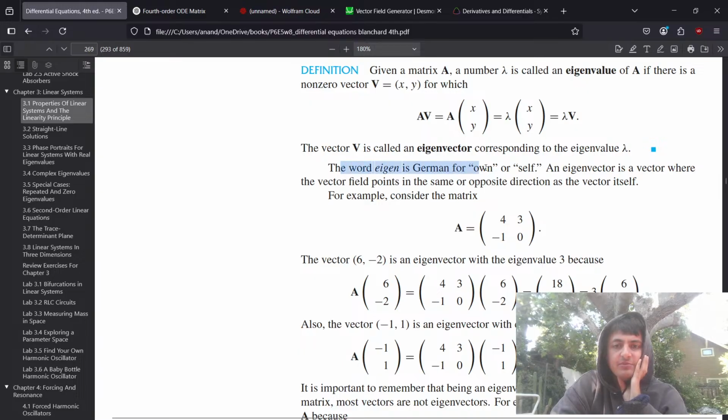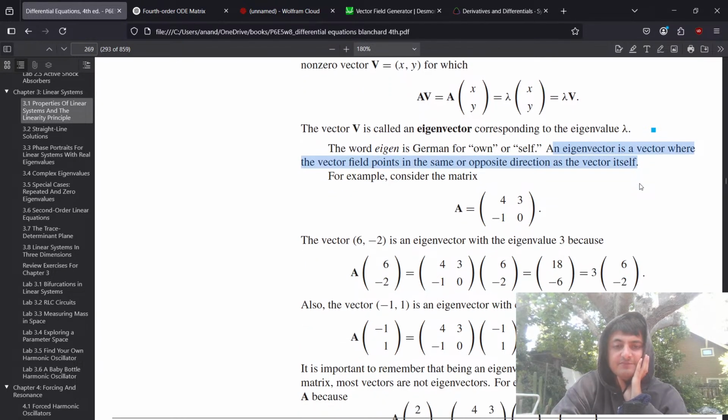The word eigen is German for own or self. An eigenvector is a vector where the vector field points in the same or opposite direction as the vector itself.